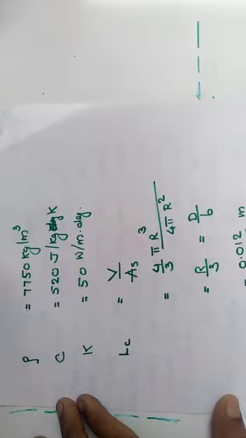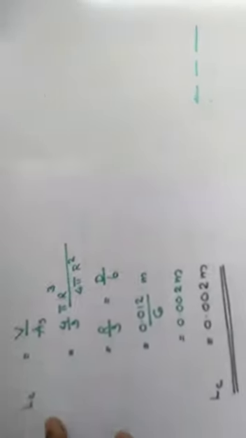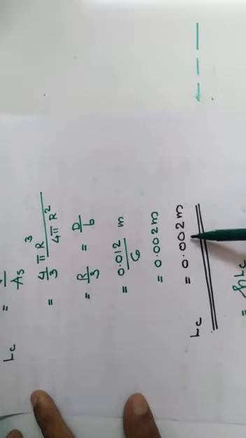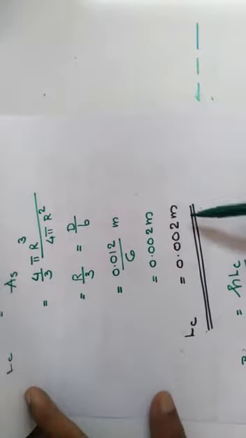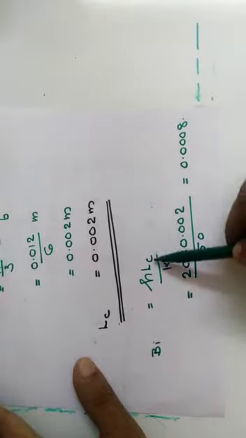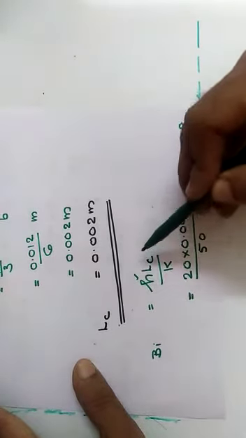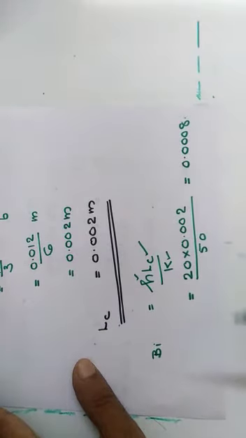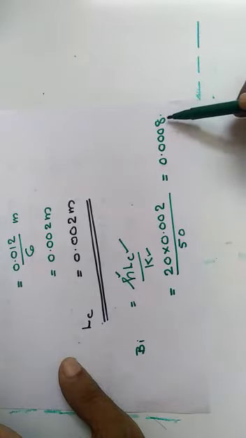So you will be getting characteristic length as Lc equal to 0.002 meters. This is the characteristic length. Now we have to calculate the Biot number. The Biot number Bi equal to h Lc divided by k. h is the heat transfer coefficient. The value of h is known. Characteristic length Lc we had calculated. The thermal conductivity k is given in the problem. So Biot number Bi works out to be 0.008.